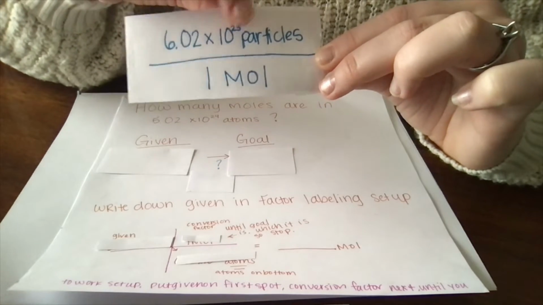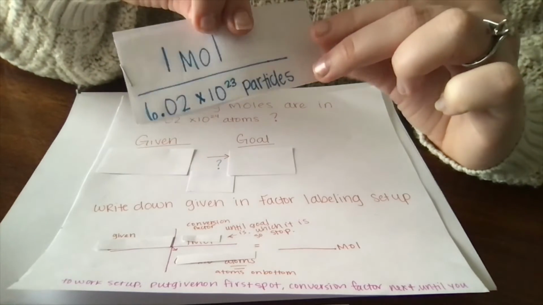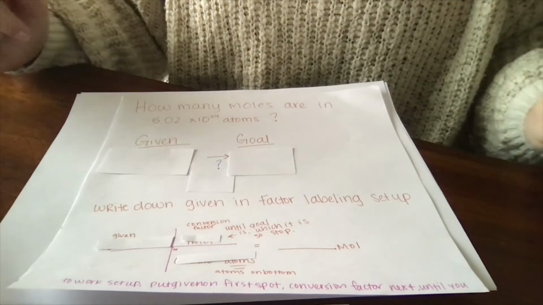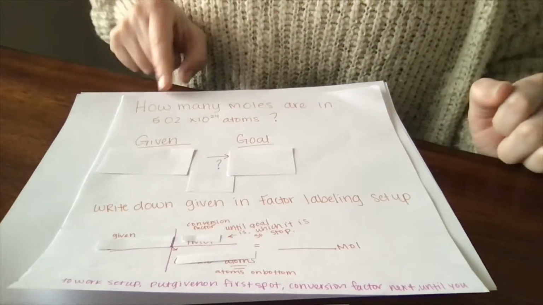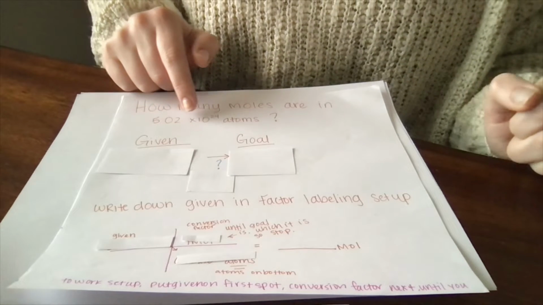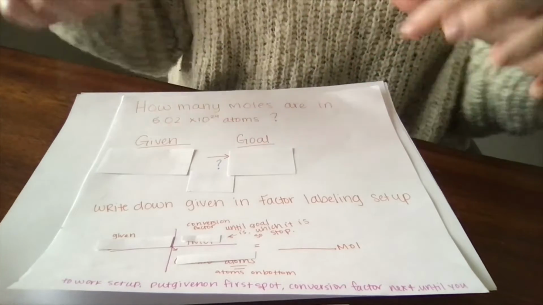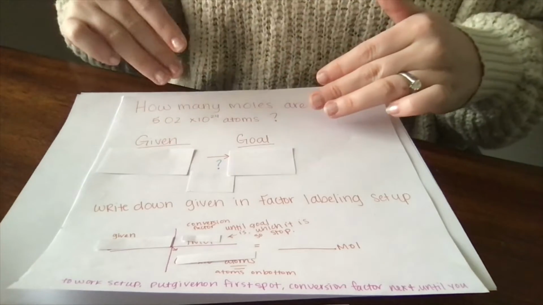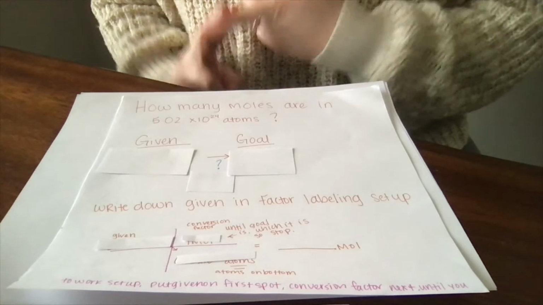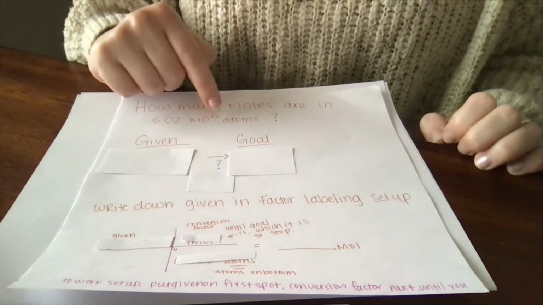If it's asking us for particles, then we'll use this one where particles is on top. If it's asking us for moles, then we'll use this one where moles is on top. Okay, so the problem that I have here says how many moles are in 5.02 times 10 to the 24th atoms. Okay, so I made it very simple at this point where I'm not even including what type of atoms. We're not having to deal with going from compound to type of atom or anything. We'll do that next. This is literally just saying how many moles are in this many atoms.